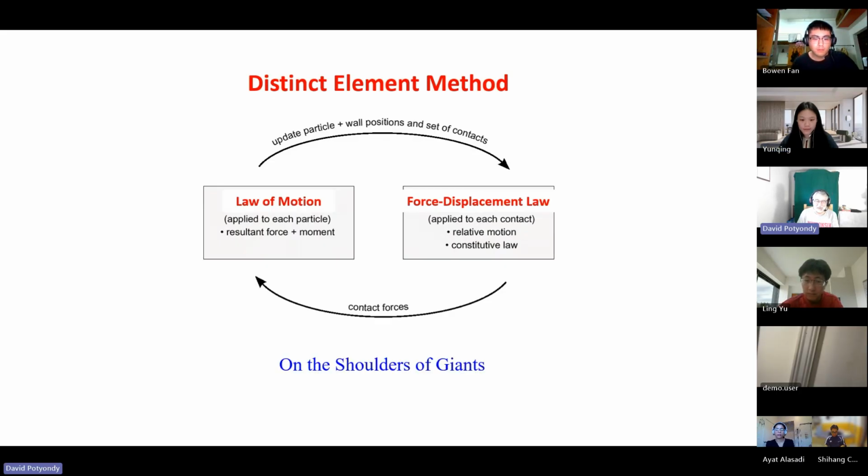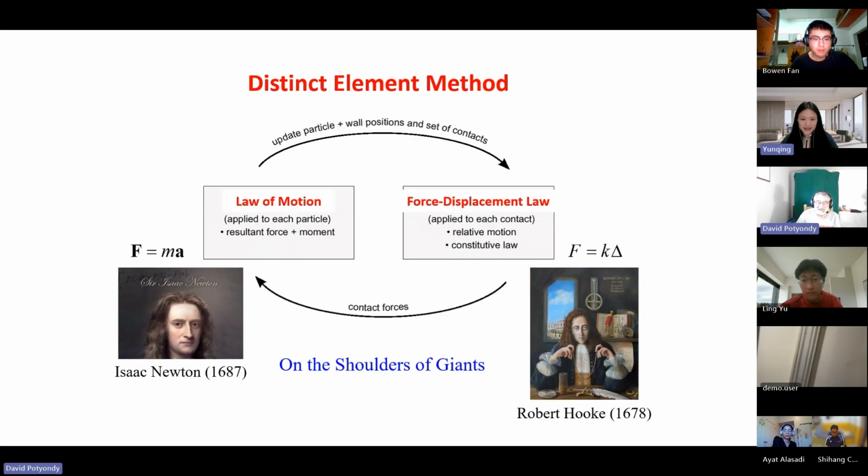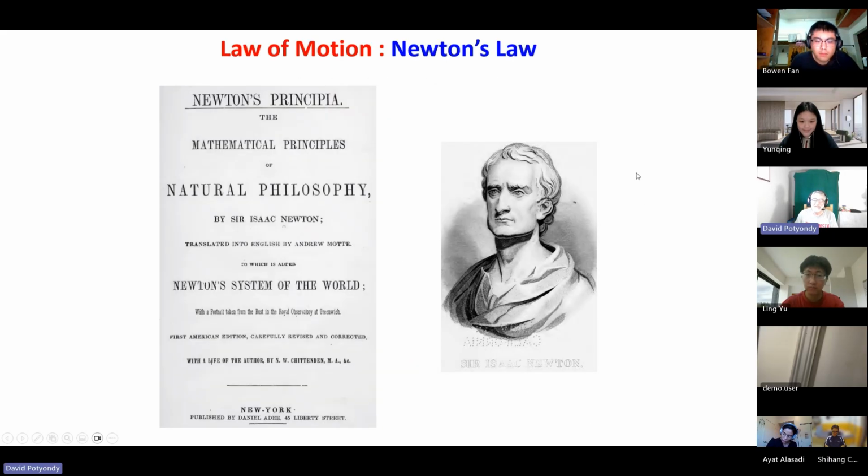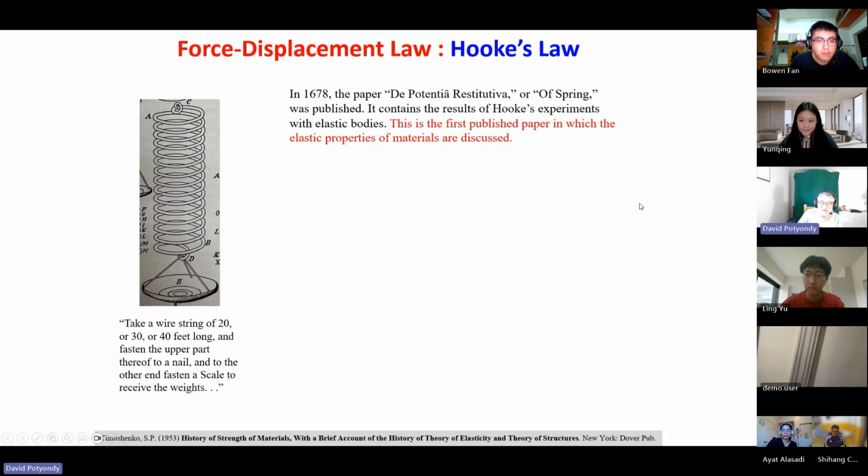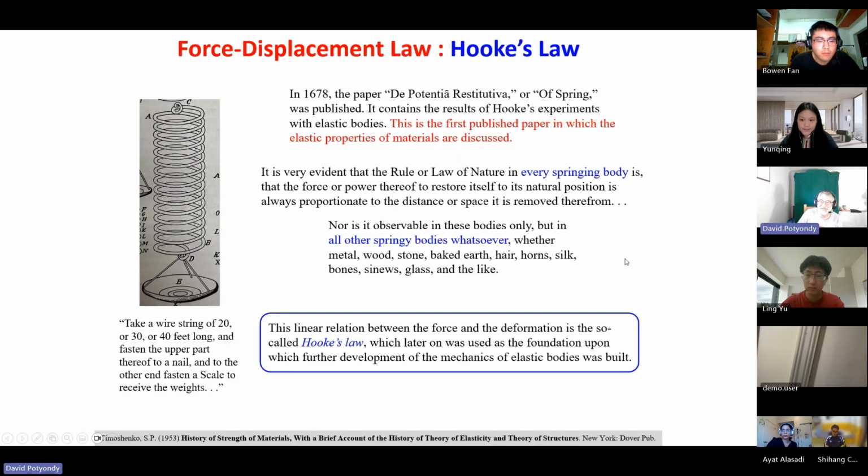We're not going to talk about all this cool stuff about Newton and Hooke. The key thing is, look at this equation. The law of motion is F equals ma, and this is boldface because this is a vector equation, right? Force equals mass times acceleration. This is the basic idea of how you update forces. Relative motion, delta, stiffness. Stiffness times delta gives you the force, okay? These two equations are attributed to Isaac Newton and Robert Hooke. We're not going to talk about this stuff about Newton or Hooke. You can look at the other lecture. You can read this stuff.